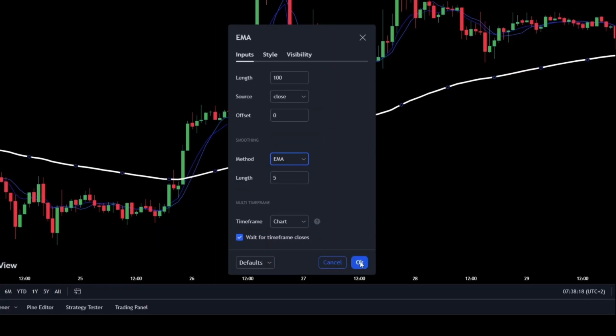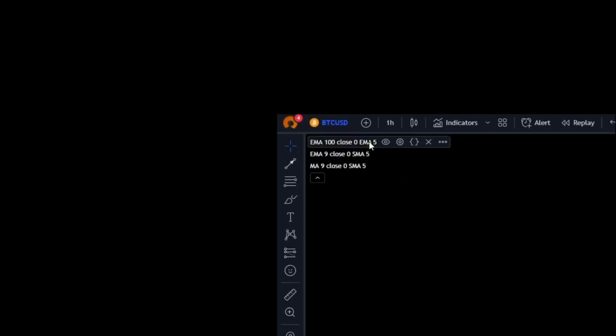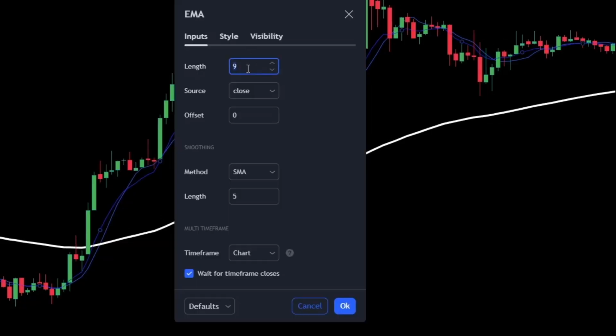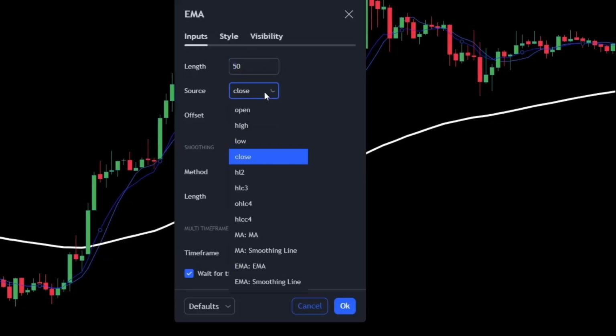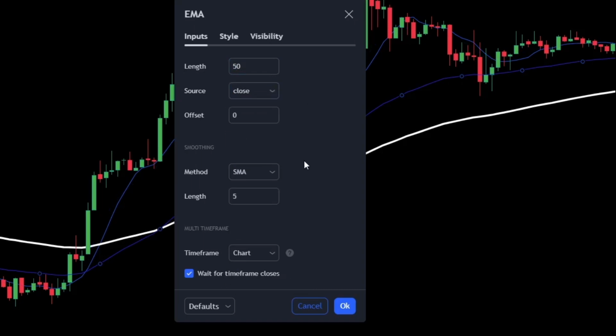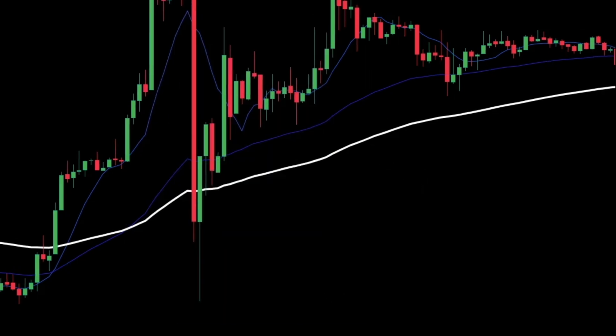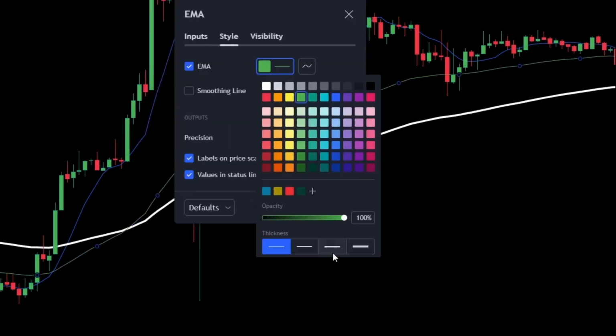We click on OK, and we jump to the second exponential moving average, or the second EMA. We click on settings. The length should be 50. The source should be the closing price, offset at 0, and the smoothing method also EMA. We click on OK again. For the second EMA, the color should be green, with a little bit thicker line.